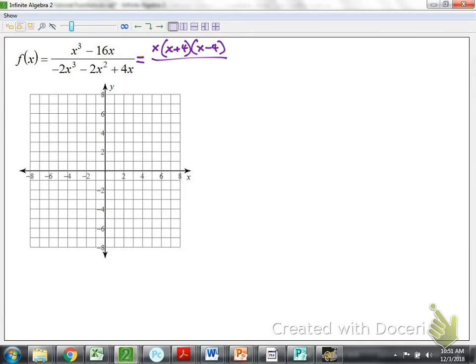The denominator, let's see, we could factor out a negative 2x, right? And that's going to be x squared plus x minus 2. Right? And then x squared plus x minus 2 will factor as what? X plus 2 times x minus 1 is correct.